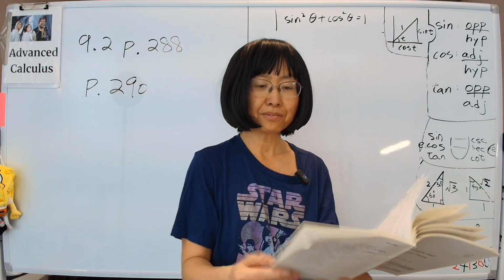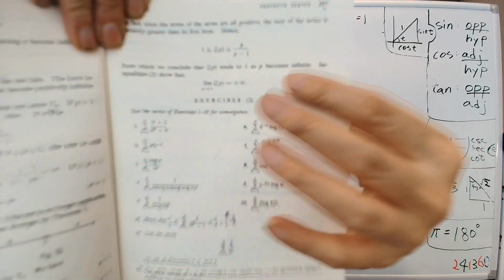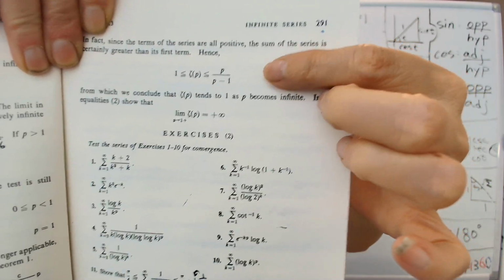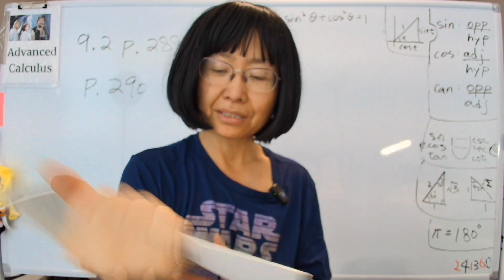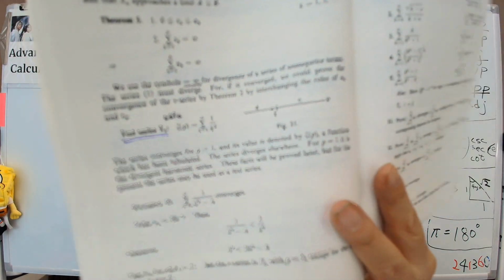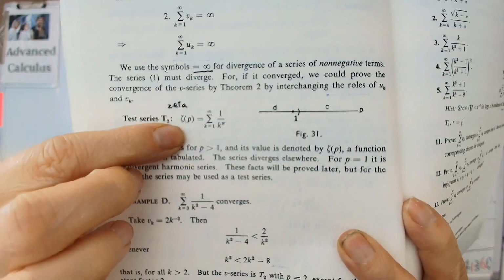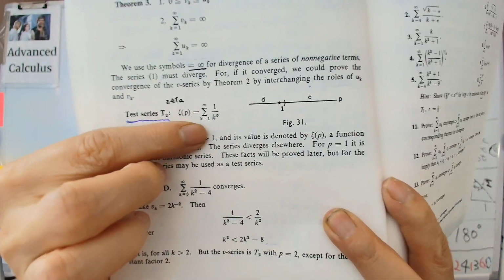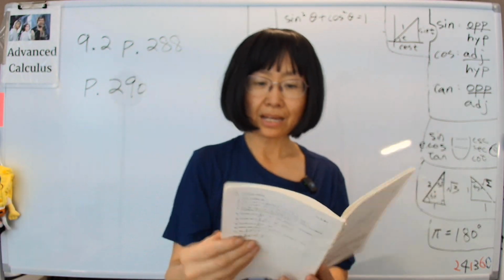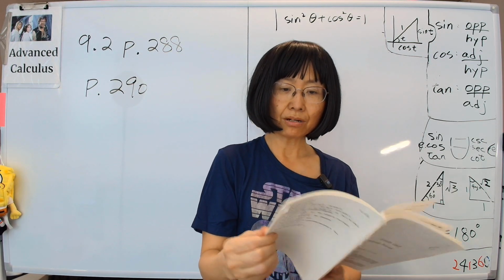And what's more, we noticed something interesting. Remember, this is zeta p, which is the sum of 1 over k to the power p, and it has these interesting qualities.